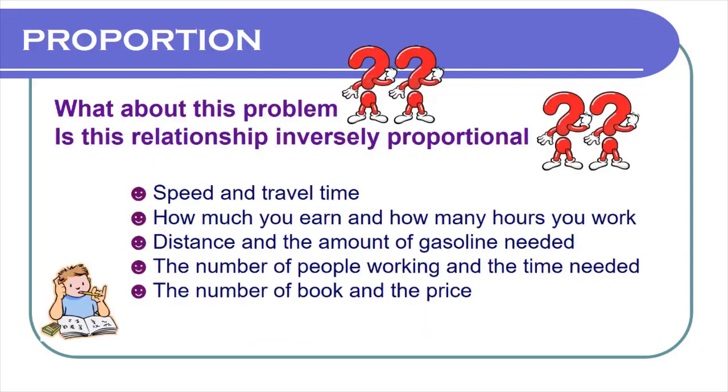What about this problem? Please think about it. Which problem shows inverse proportion? Speed and travel time, how much you earn and how many hours you work, distance and the amount of gasoline needed, the number of people working and the time needed, or the last, the number of books and the price.